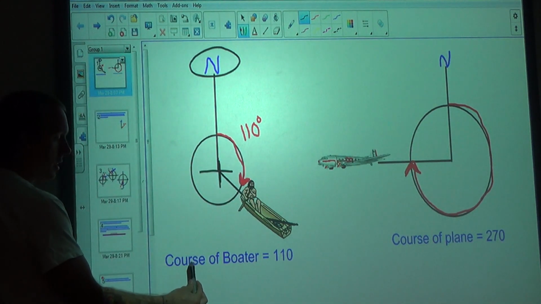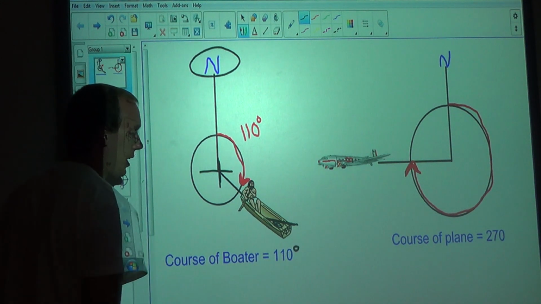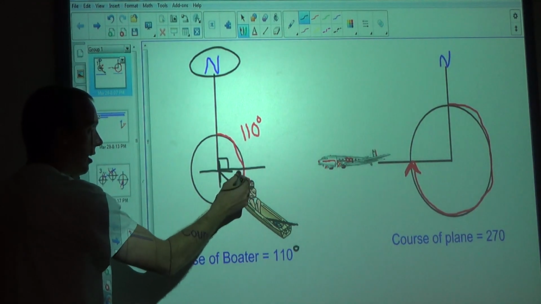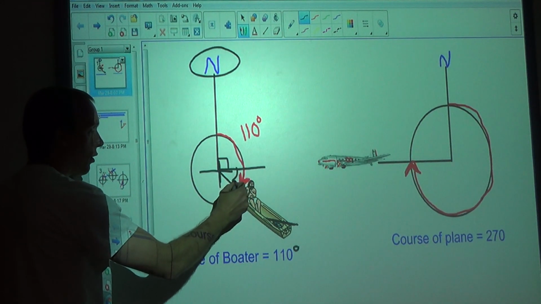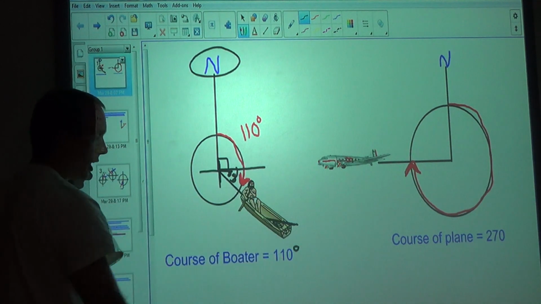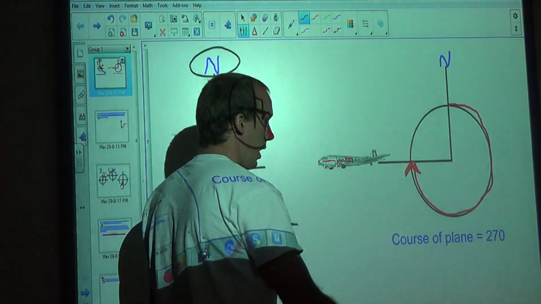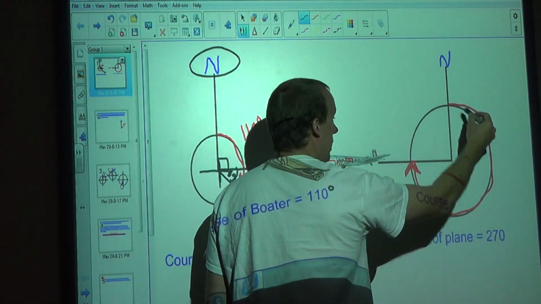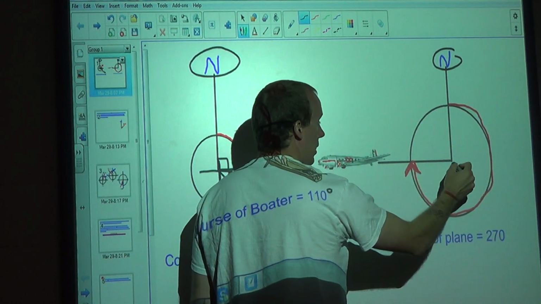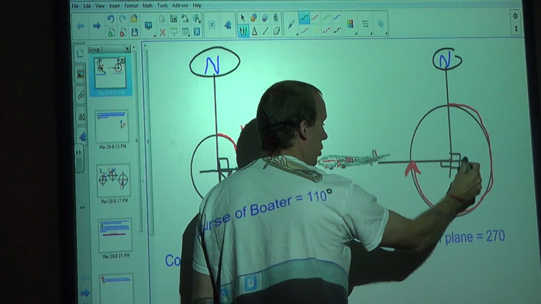So if the question said the course of a boater is 110 degrees, you start at the north, this would be 90 here, and then you'd have to go another 20 to get to 110. So that would be the angle that the boat would be going. Sometimes they talk about a plane going at a course of 270 degrees. Again, you start at the north, you go in this direction of clockwise. If you had a crosshair here, it'd be 90, 180, 270.